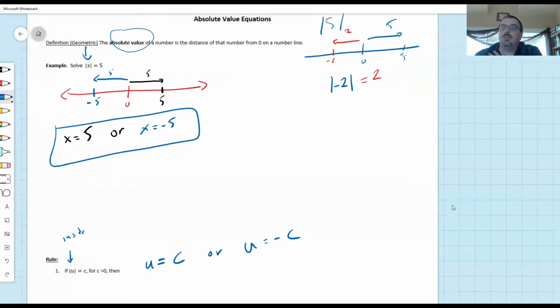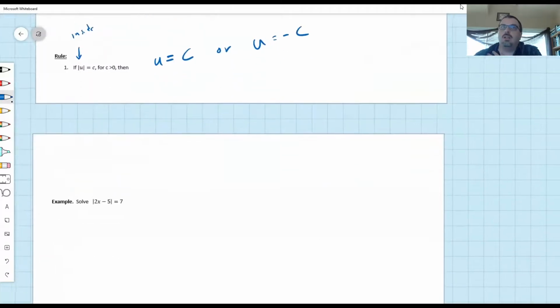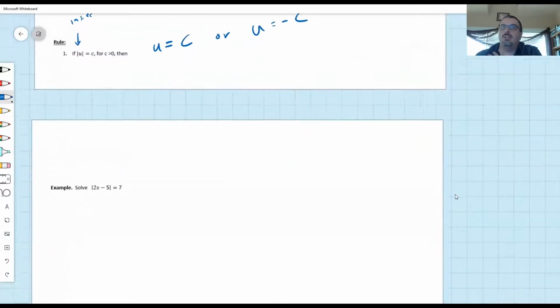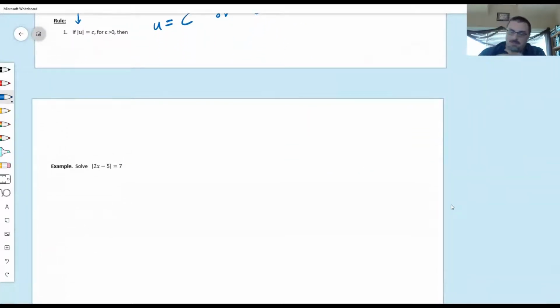All right, let's do one here. So we do it again. All we're saying is this inside will either equal positive 7 or it'll equal a negative 7. So just take the inside, doesn't matter what it is. So 2x minus 5 here, 2x minus 5 here. And we're going to solve these two equations separately.